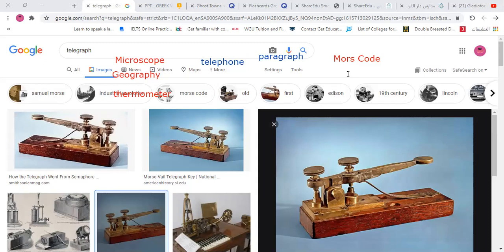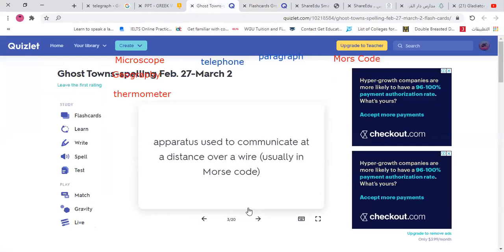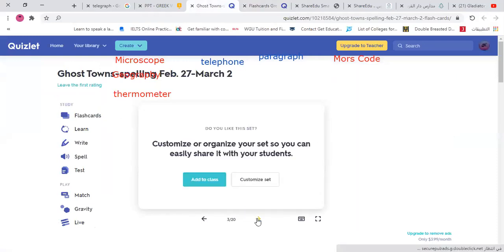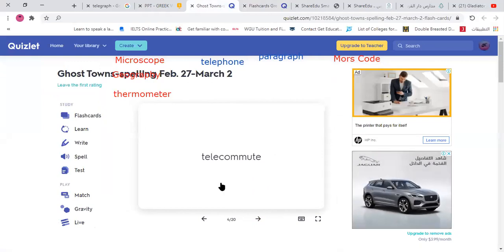This is the telegraph. Telegraph came before what? Before the phone. So before the telephone, we have the telegraph. It's a device that is used for communication. And then we have telecommute.